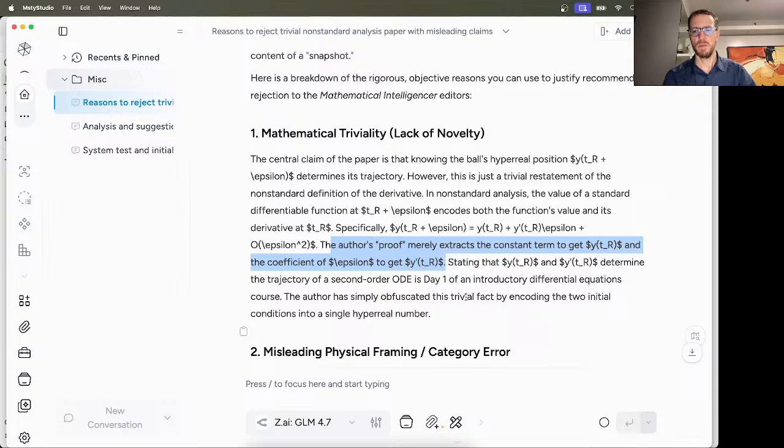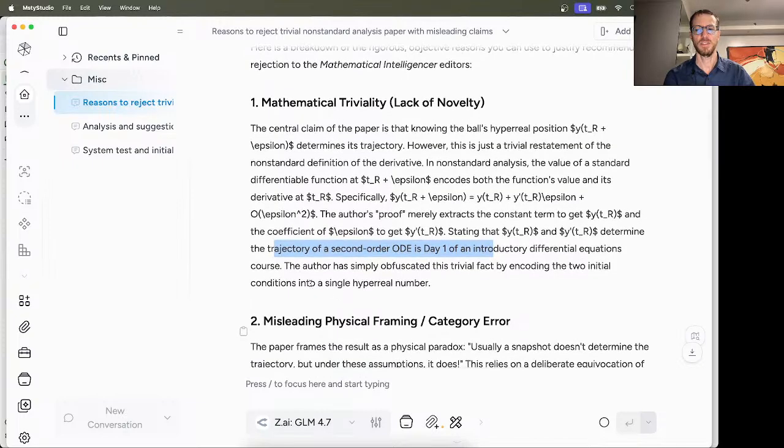Stating that y of t_R and y prime of t_R determine the trajectory of a second-order ODE is day one of an introductory differential equations course. The author has simply obfuscated this trivial fact by encoding the two initial conditions into a single hyperreal number. Yeah, guilty as charged.